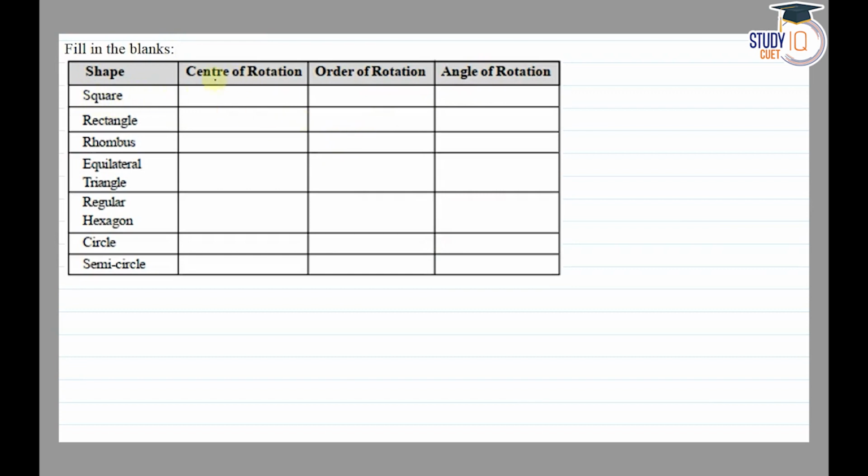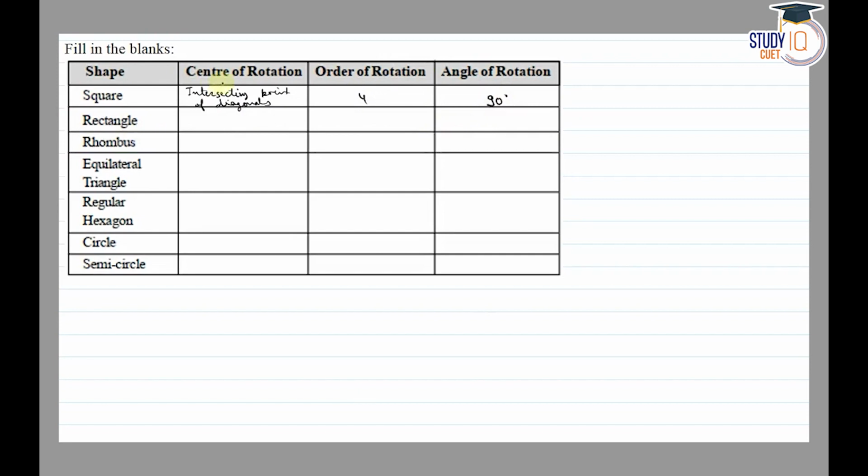So in a square, the center of rotation is the intersecting point of diagonals. Order of rotation is 4, angle of rotation is 90 degree.